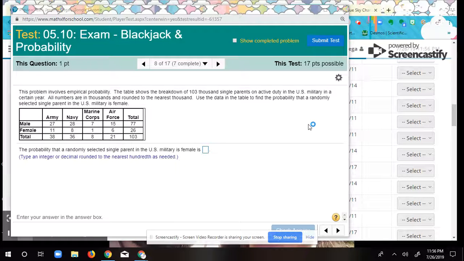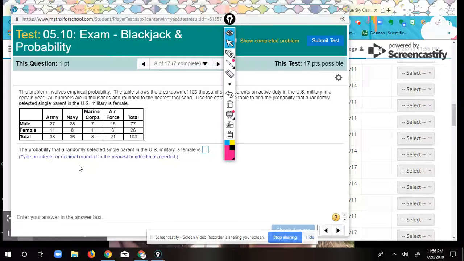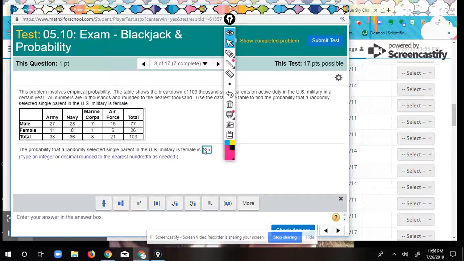What's going on? So anyway, we can divide 26 by 103, and we end up with 0.25, and it says round to the nearest hundredth. So we're going to say 0.25.